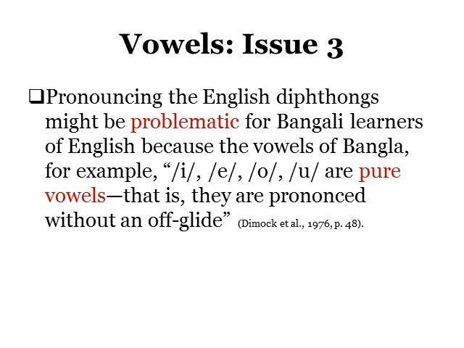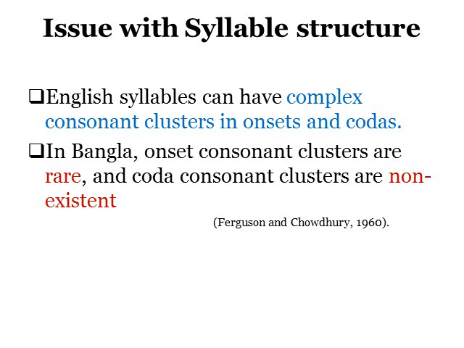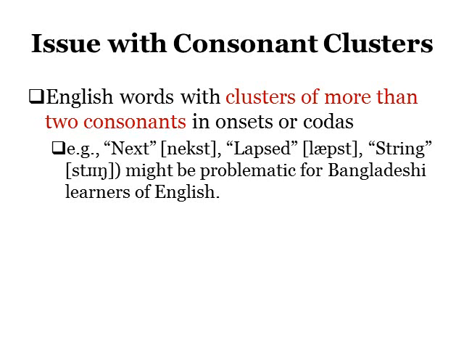Therefore, Bengali students might very well mispronounce these diphthongs as monophthongs, and there might be some issue with syllable structures because as we have seen earlier, English syllables can have complex consonant clusters in onsets and codas, whereas Bangla doesn't have any such complex clusters in onset and coda positions. Therefore, English words with clusters of more than two consonants could be problematic for Bengali students. For example, it might be problematic for Bengali students to pronounce words like string or lapsed.